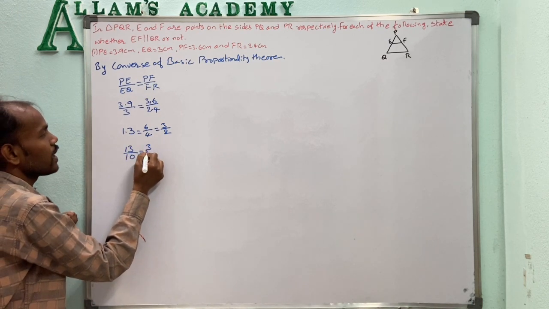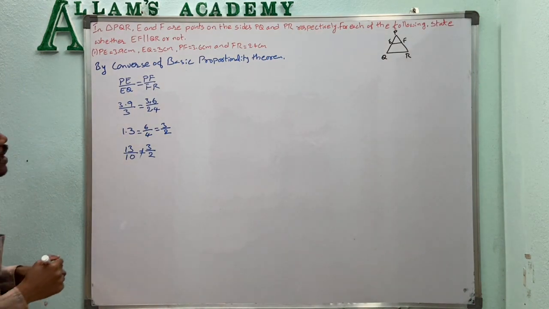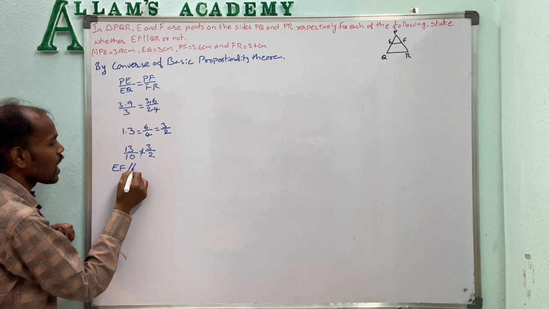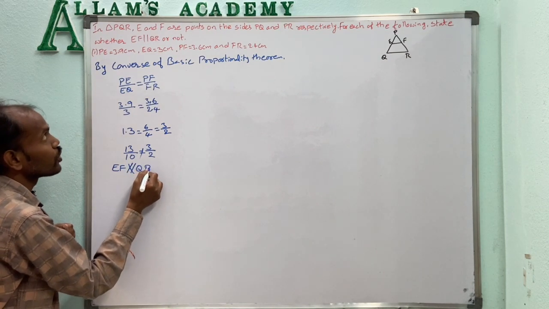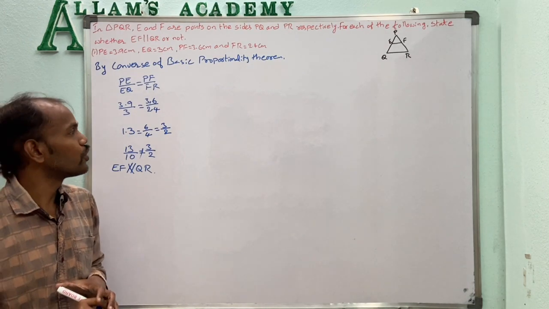So 13 by 10 and 3 by 2 are not equal. So here we can conclude that EF is not parallel to QR. EF is not parallel to QR.